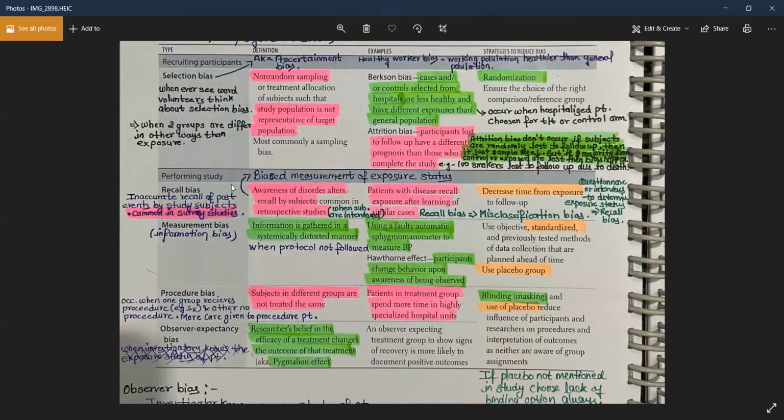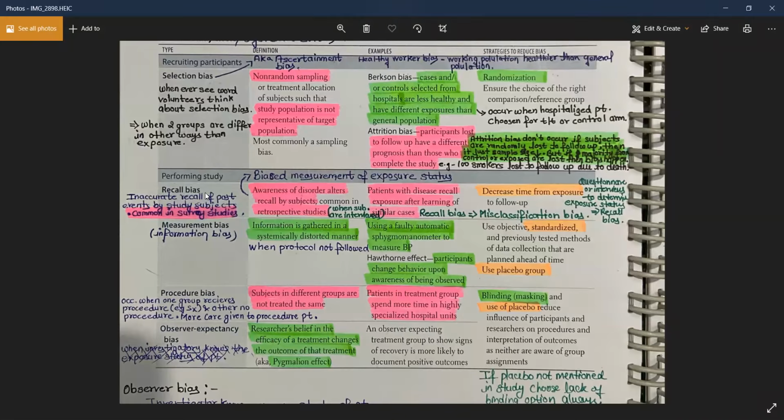Then come all the errors which can happen while performing the study. And the first one is recall bias. Recall bias only occurs in retrospective studies, whenever interviews are conducted to know the exposure status, and when there's a very long gap between the exposure status and the outcome, then all the individuals who do not have the outcome are more likely to forget the exposure status.